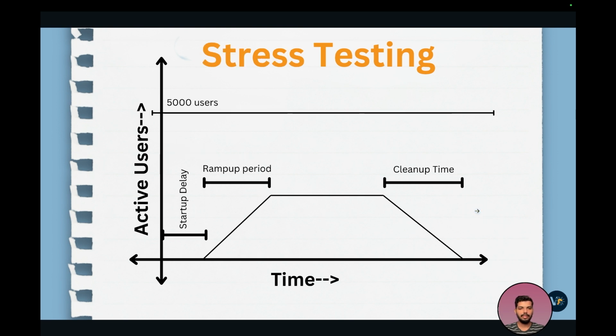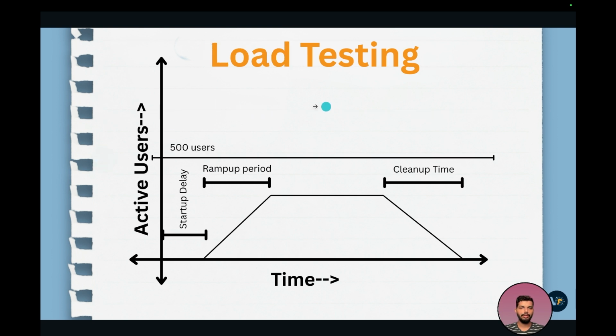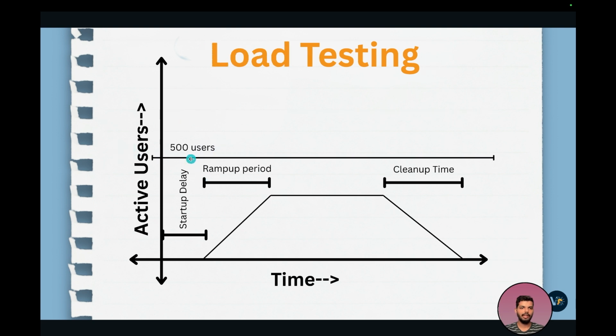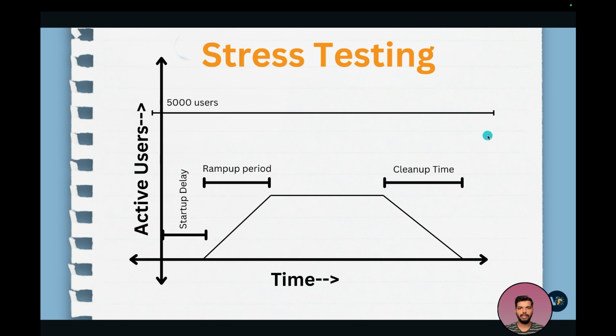Again, for the stress testing, the curve will be similar, just that we will now have this line higher compared to the load testing. In load testing, we will perform for the expected number of users, and in the stress testing we will go beyond the limits of the expected number of users. So that's why this line will be on top of the line that we see for the load testing.